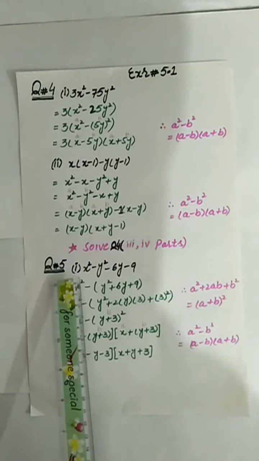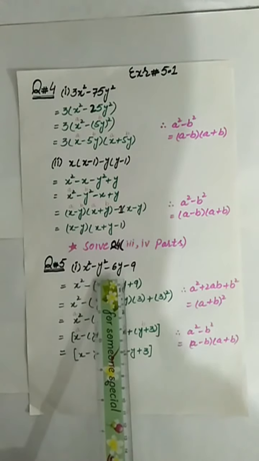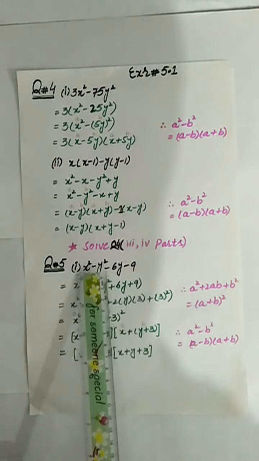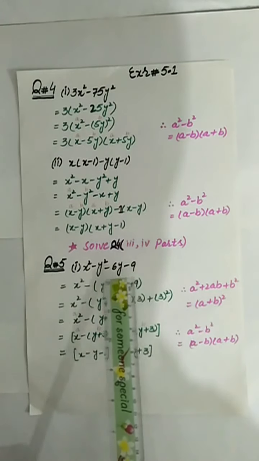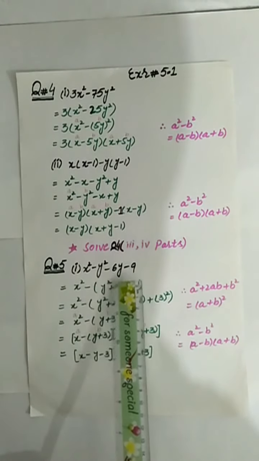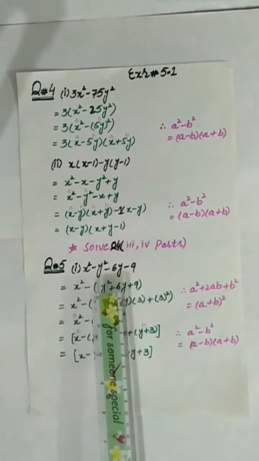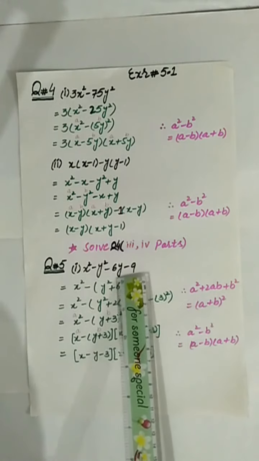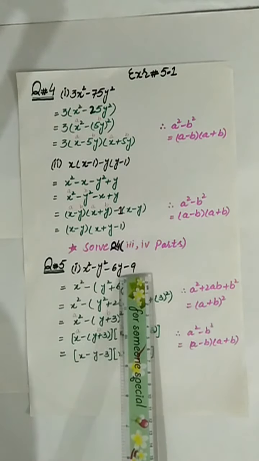Now we will start question number 5. The first part of question number 5 is x square minus y square minus 6y minus 9. Here we will complete the square according to the variable. Here there are two terms for the variable y and only one term of the variable x. So first we will complete the formula for the variable y.